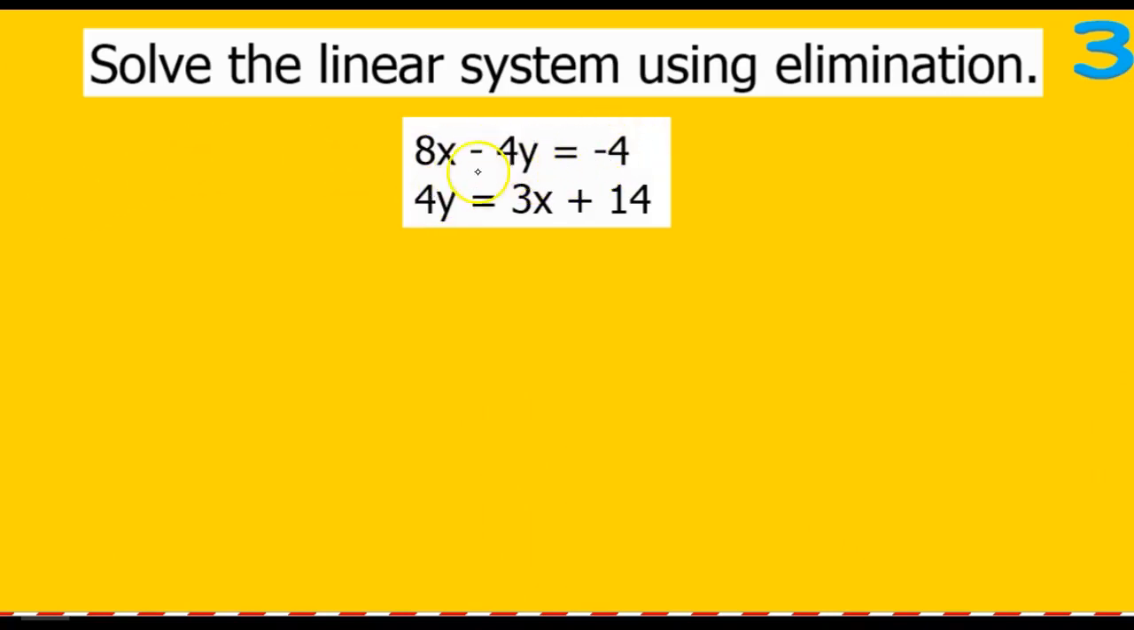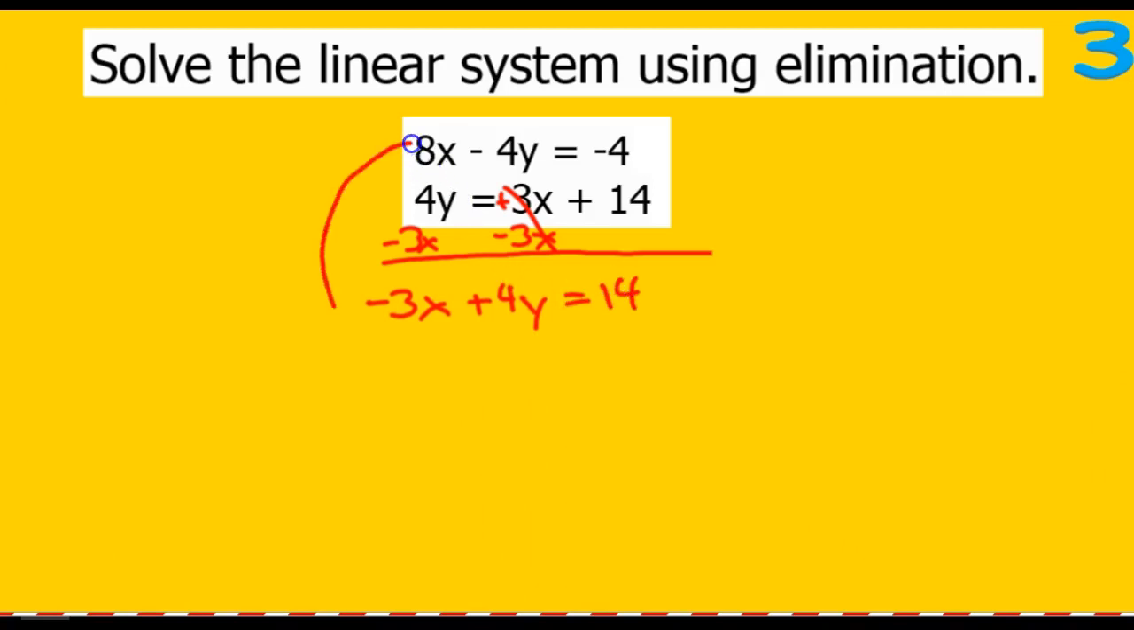Here again I see 4y's. But we need our x's and our y's on the same side. So I'm going to move this 3x over here. We do that because this is positive, so we subtract the 3x. So those cancel. We get negative 3x plus 4y equals 14. Now if I bring this equation down, we have 8x minus 4y equals a negative 4.